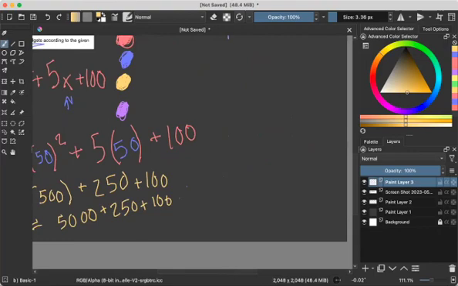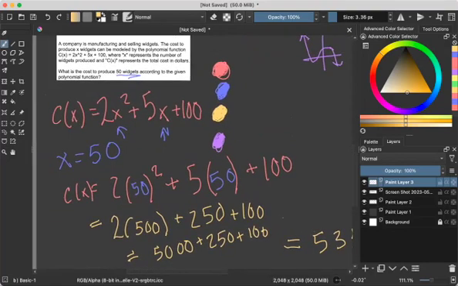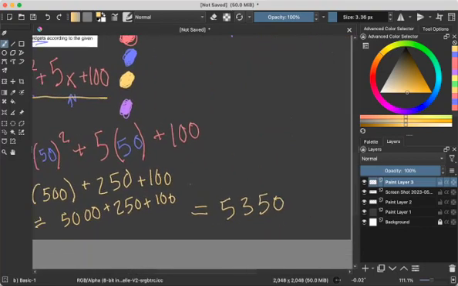Which will then equal a total of 5,350. Therefore, the cost to produce 50 widgets according to the given polynomial, which is this, is $5,350.